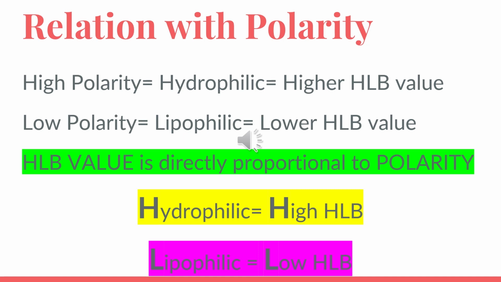To connect these points with polarity, just remember that polarity and HLB value are directly proportional. HLB value is directly proportional to polarity. That means a higher HLB value indicates higher polarity and a lower HLB value indicates lower polarity.